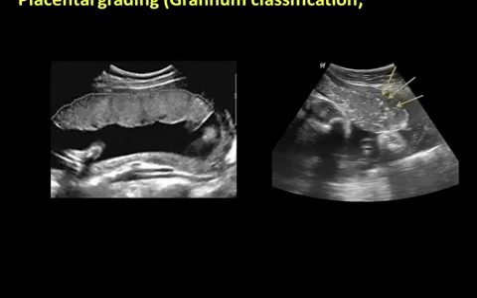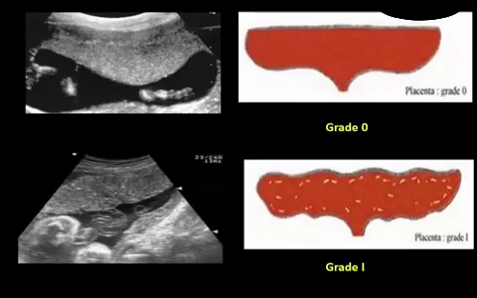In some countries the use of placental grading has fallen out of obstetric practice. The grading system is as follows. Grade 0. The placenta shows uniform echogenicity with no visible calcifications. The chorionic plate is smooth. Grade 1. The placenta shows scattered tiny calcifications, with subtle indentations on the chorionic plate.